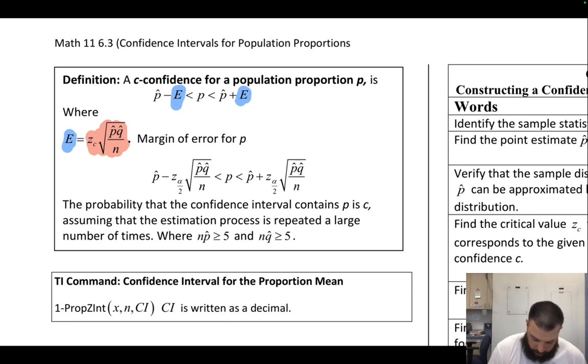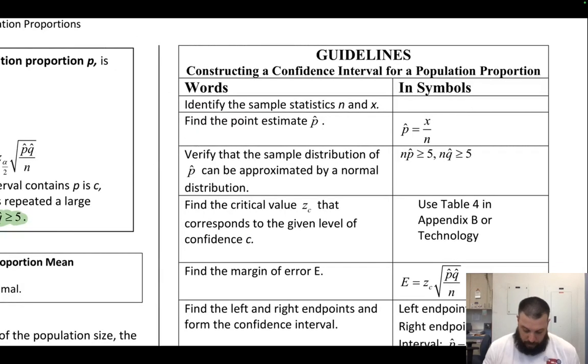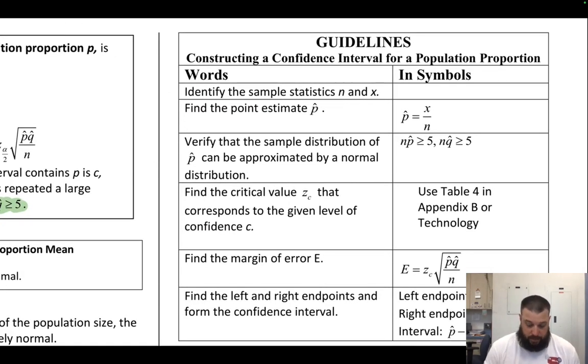Now, a couple important things. We have to make sure that n times p hat is greater than or equal to 5 and n times q hat is greater than or equal to 5, because we need to assume the estimation process is repeated a large number of times. And so with that, we have our steps here.